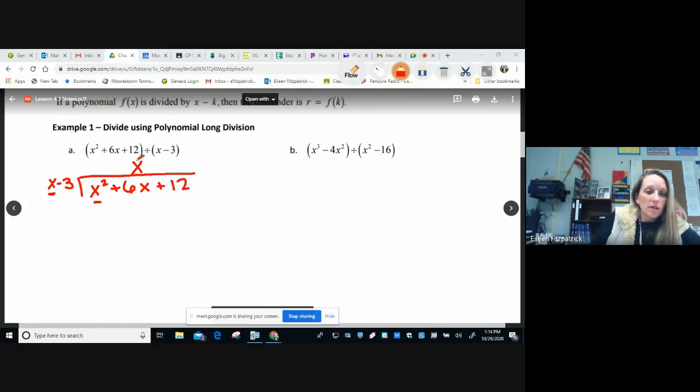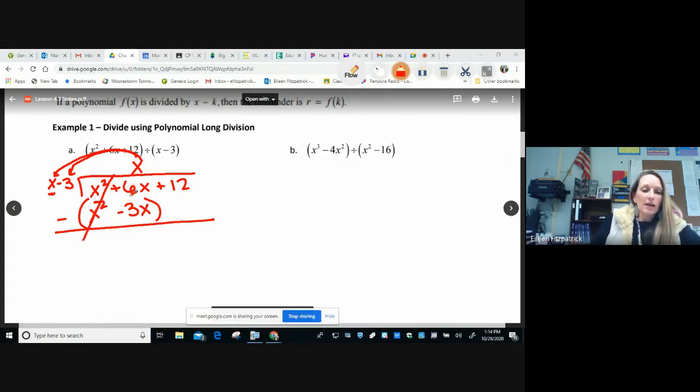So after you write the x there, you distribute the x to both the x and the negative 3. So x times x is x squared. You write that here. X times negative 3 is negative 3x. Just like you would in normal long division, you then subtract. You should always be able to cancel out your first terms, which is the goal. And then you have 6x minus negative 3x. Be careful with signs here.